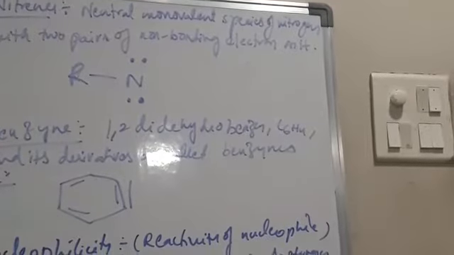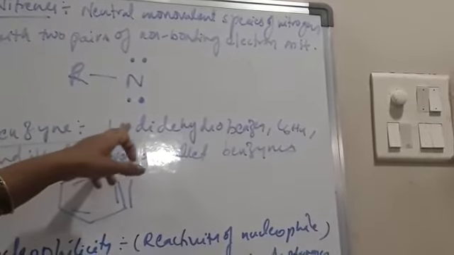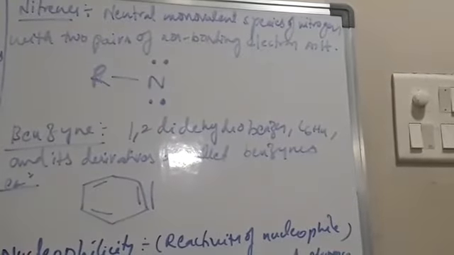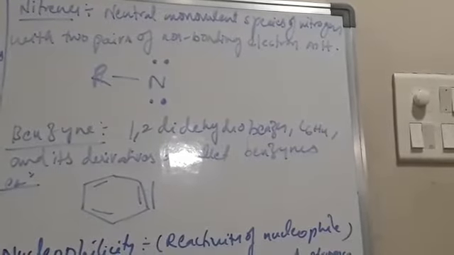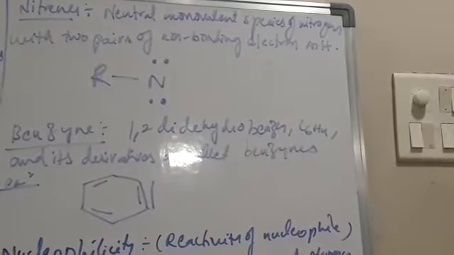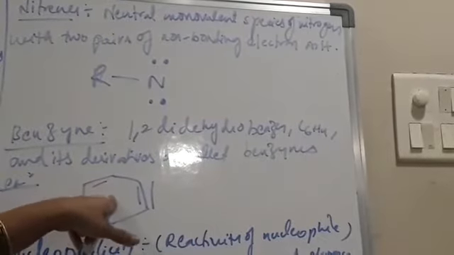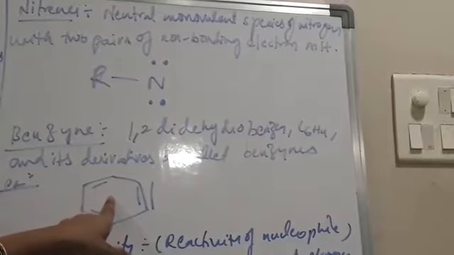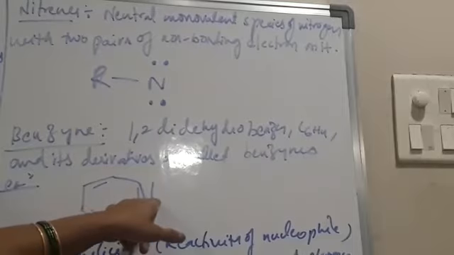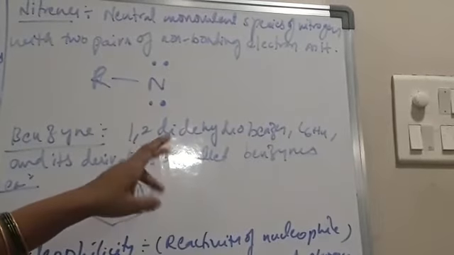Then benzynes, another type of reagent. 1,2-dehydrobenzene, having the formula C6H4, and its derivatives are called benzynes. So this is benzyne, having the formula C6H4. Here a triple bond is there.